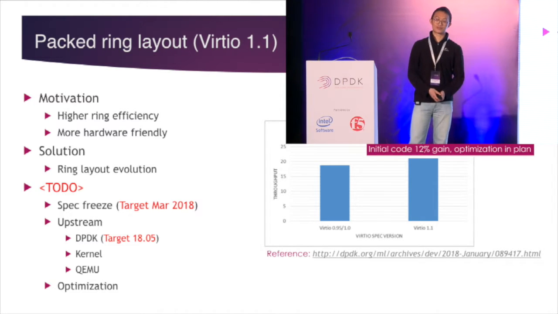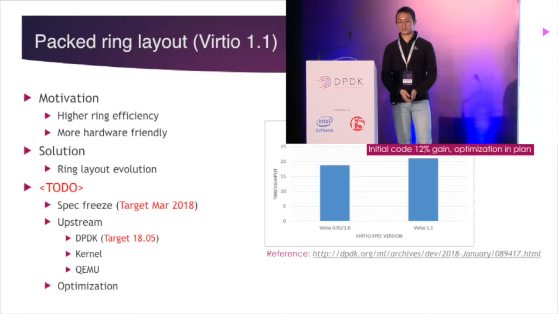As for the upstream plan, DPDK will try to upstream the support of Virtio 1.1 in 18.05, and we'll try to meet the schedule. There are also going to be kernel and QEMU patches out there. And we can see on the right-hand side the performance. Right now, the initial performance gain for smaller packets is about 12 percent. You can see the numbers in the mail thread in the reference. But there's big room for optimization because this is the initial code base, without any aggressive optimization.